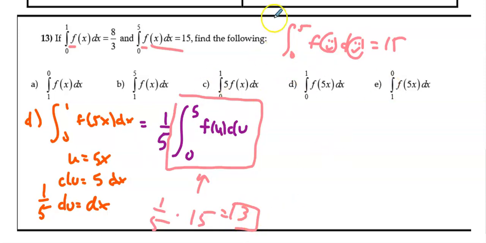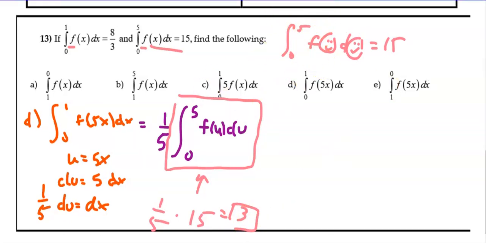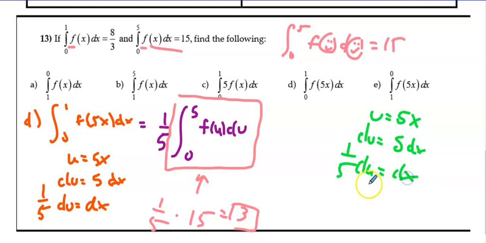And you do the exact same thing with letter E. You're going to make u equal to 5x. So again, du is equal to 5 dx. We're going to pull out a 1/5. Du equals dx. So we're going to have a 1/5. We're going to change our bounds. So when x is equal to 1, then u is going to be 5. When x is equal to 0, u is going to be 0, of f of u du.